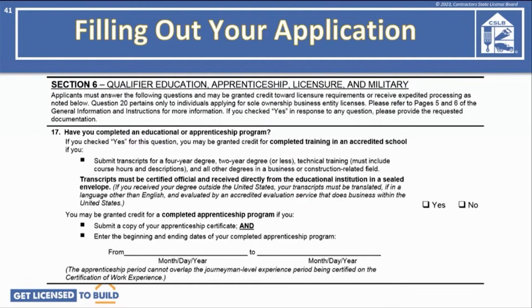Question 17 asks if you have completed an educational or apprenticeship program. You will need to submit official sealed transcripts if you would like to be considered for this credit. If you attend formal training or an apprenticeship program, you will need to provide a certificate of completion.